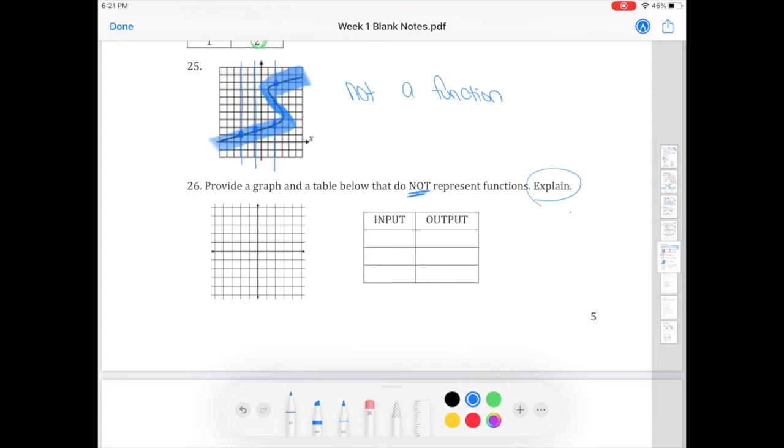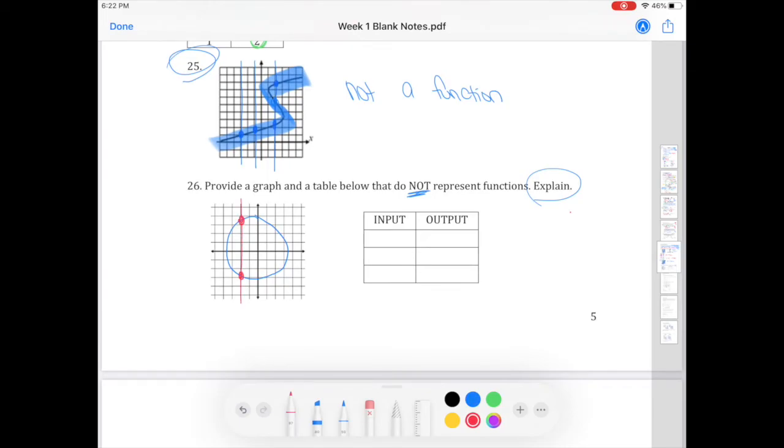Okay, so at the bottom here, it says to provide a graph and a table below that do not represent functions and explain. So kind of like taking the question in a different direction. First, let's do the graph. If it does not represent a function, that means that it does not pass the vertical line test, meaning it's kind of like number 25, where it touches a few times.